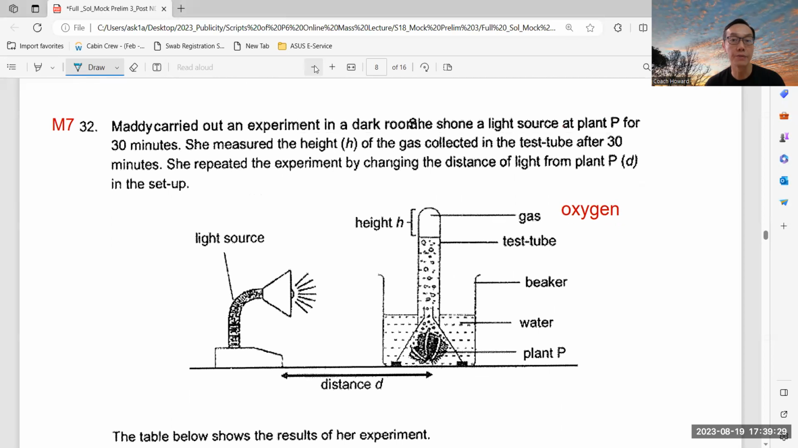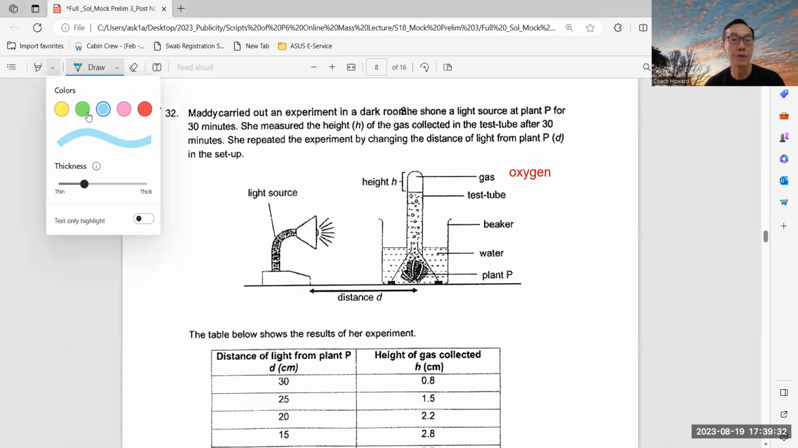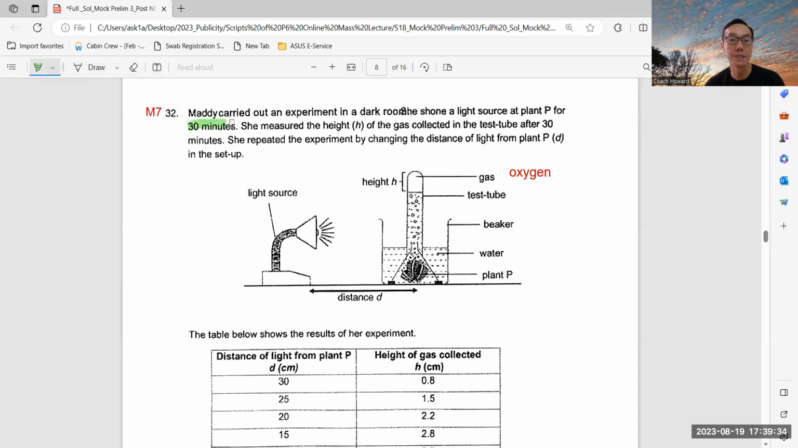So again, I want you to annotate this part. You use your highlighter, highlight 30 minutes at plant P. Okay, plant P is here. And then you can draw a beam of light from here. Actually, this light when radiate out, right? Some of it will be shining here and some will shine here. Okay. The light ray. Yeah, because you got in this angle, something like that.